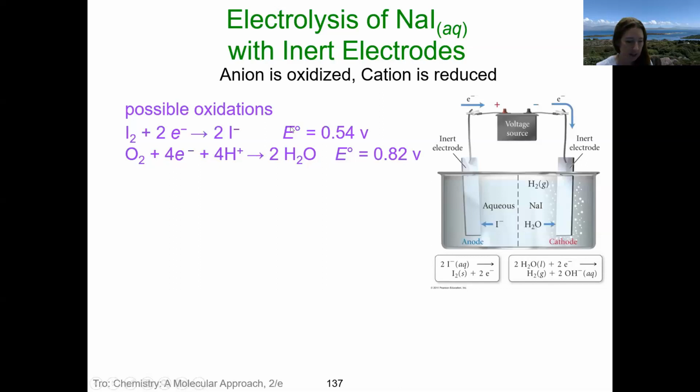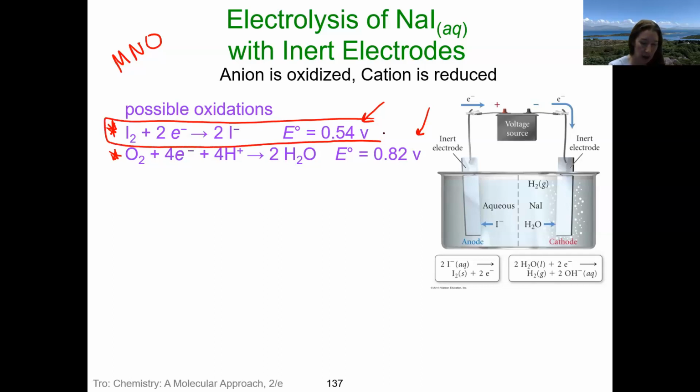So if we look at this, again, just to reiterate what we just talked about, we first had to figure out which reactions are the oxidations, right? So we picked this one and this one. More negative oxidation. So we picked the more negative one. So we said, this is the one that's going to be oxidized.